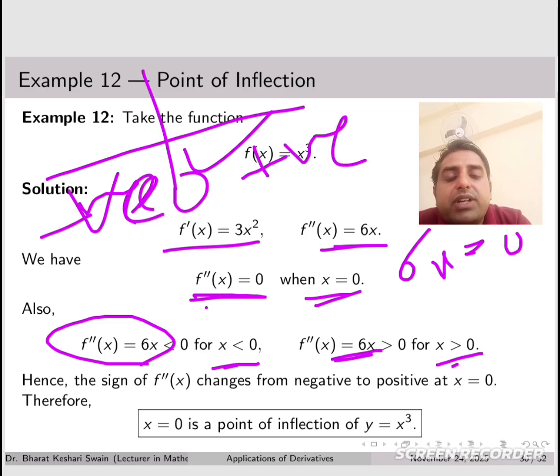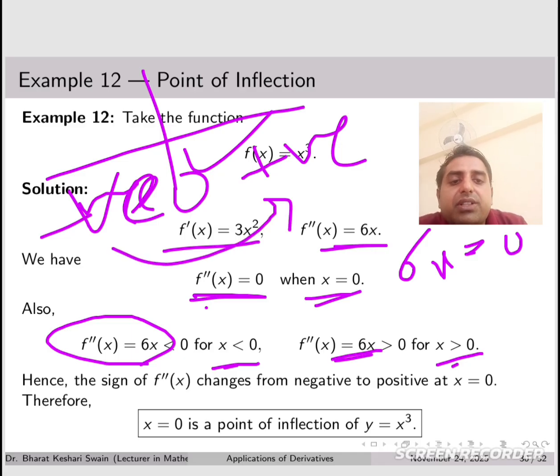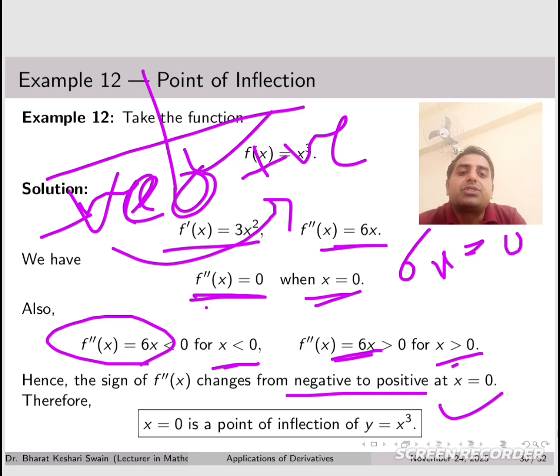The sign of f''(x) changes from negative to positive at x equal to 0. So x equal to 0 is a point of inflection. To the left hand side of 0 it is negative, and to the right hand side it is positive. That's why the sign of f''(x) changes. So x equal to 0 is the point of inflection for the curve y equal to x cube.